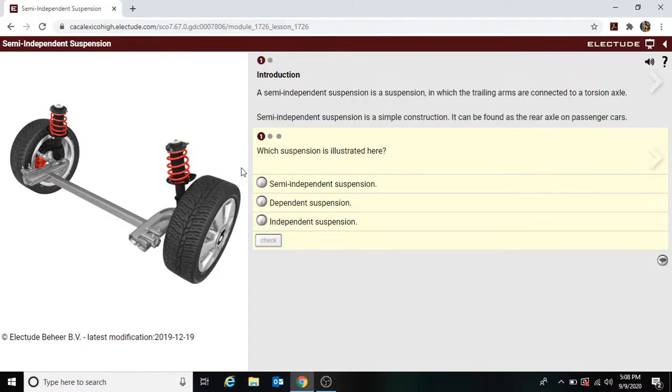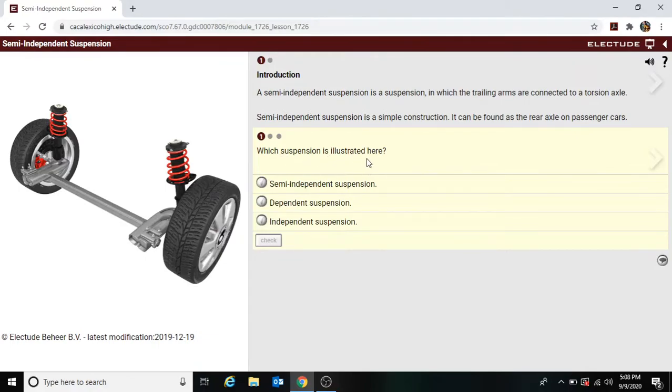Okay, this lesson's on semi-independent suspension. Semi-independent suspension is a suspension in which the trailing arms are connected to a torsion axle. Semi-independent suspension is a simple construction. It can be found as the rear axle on passenger cars.